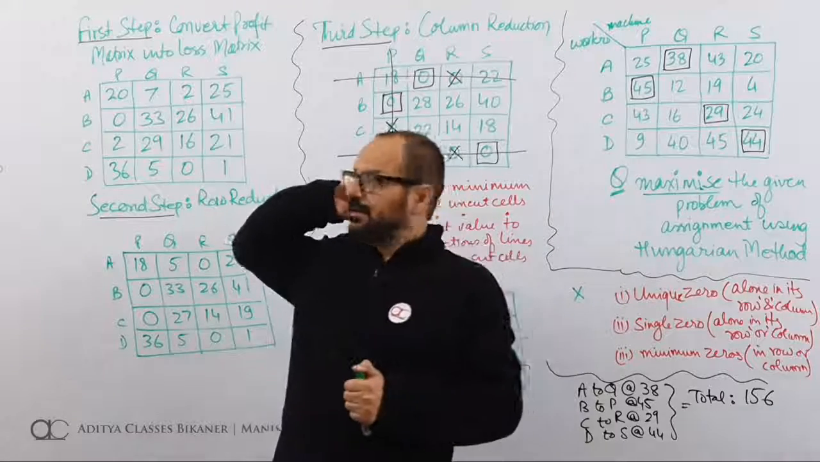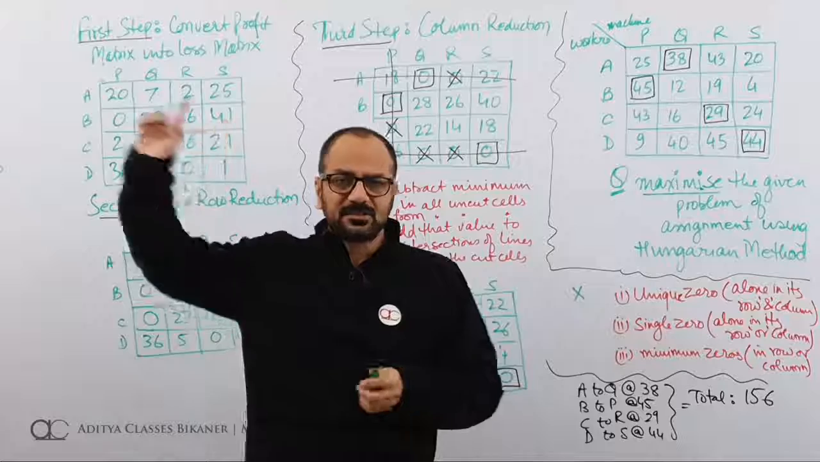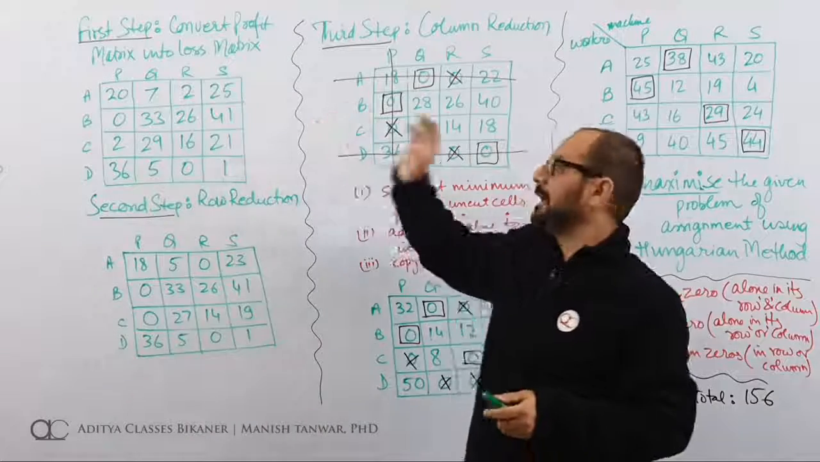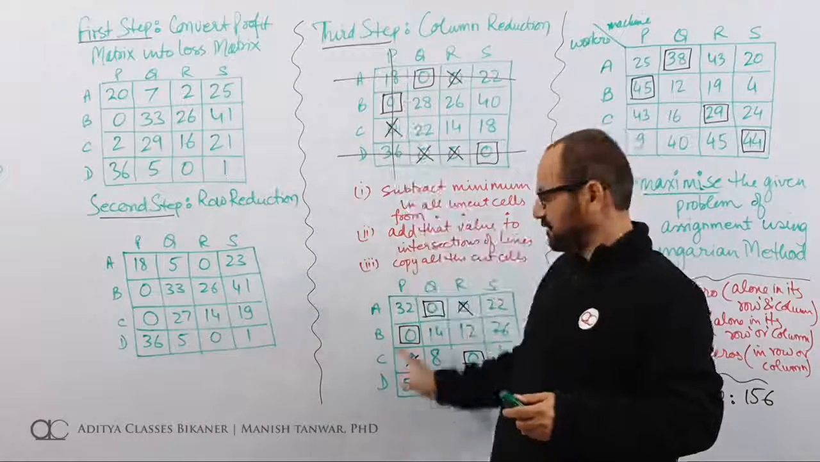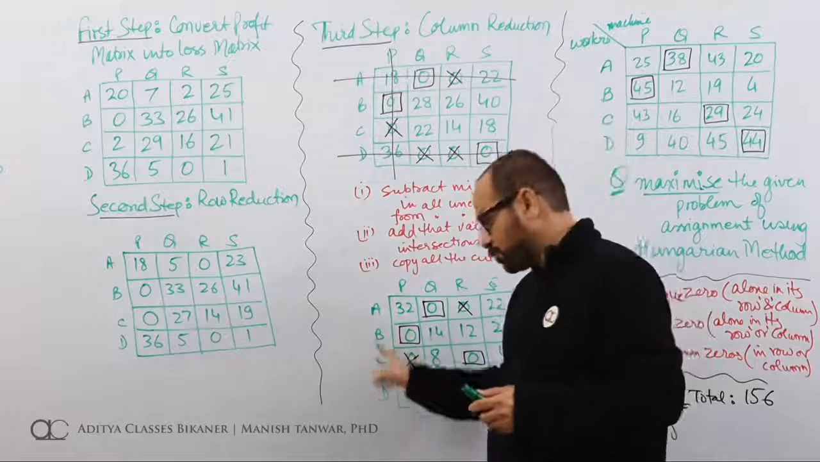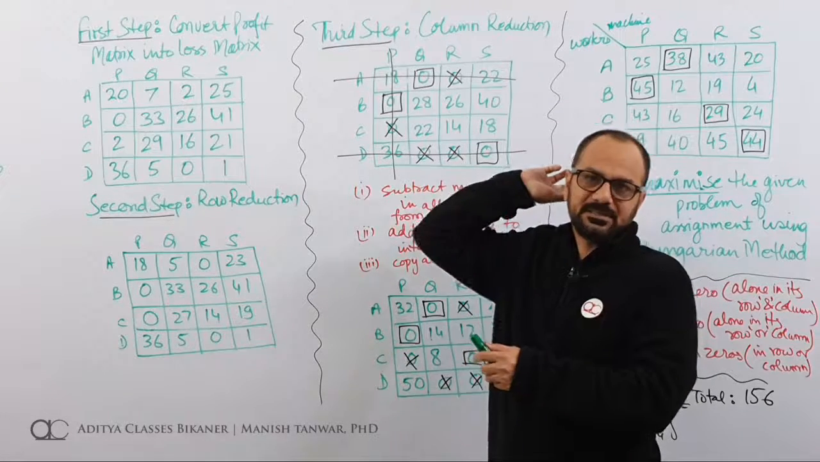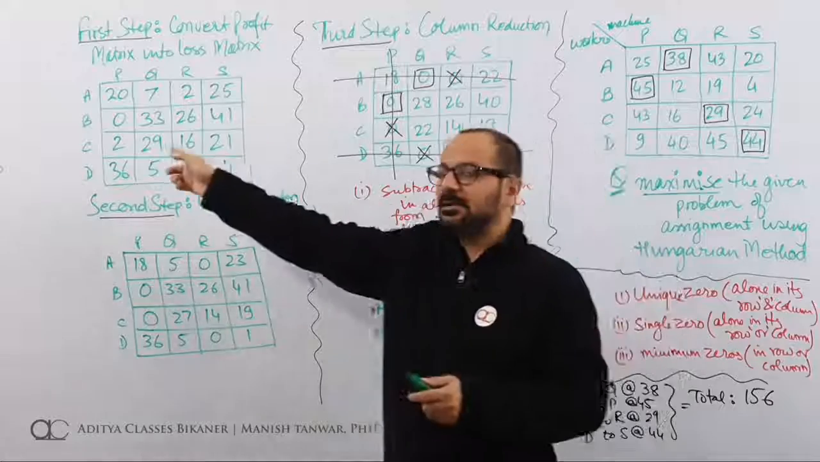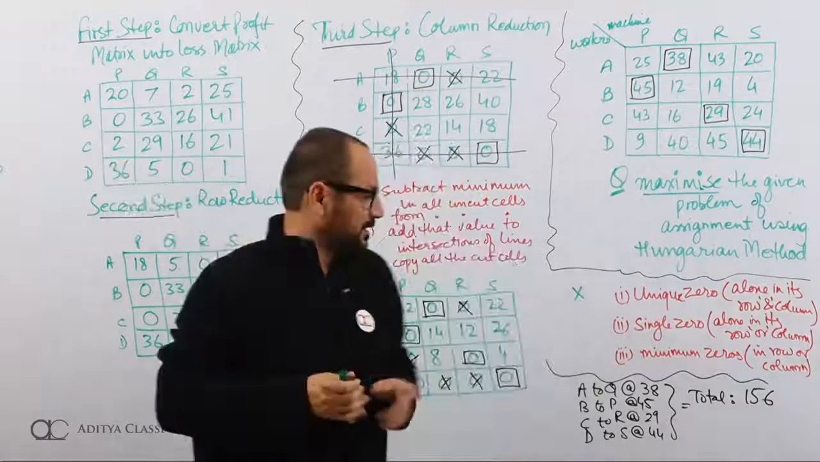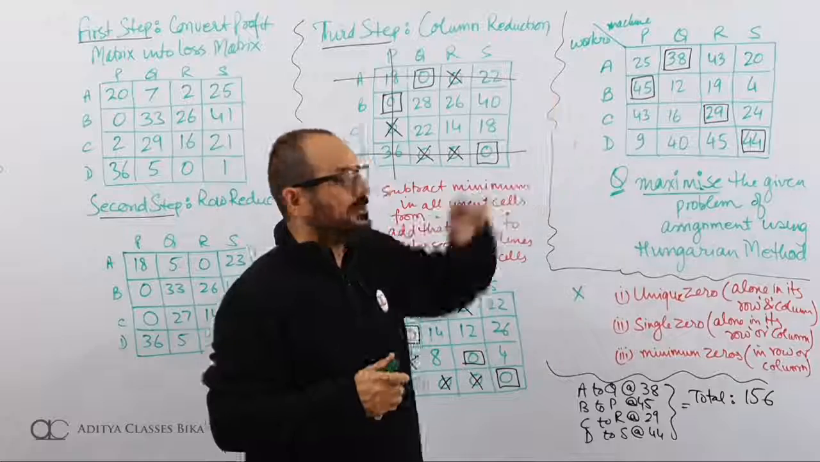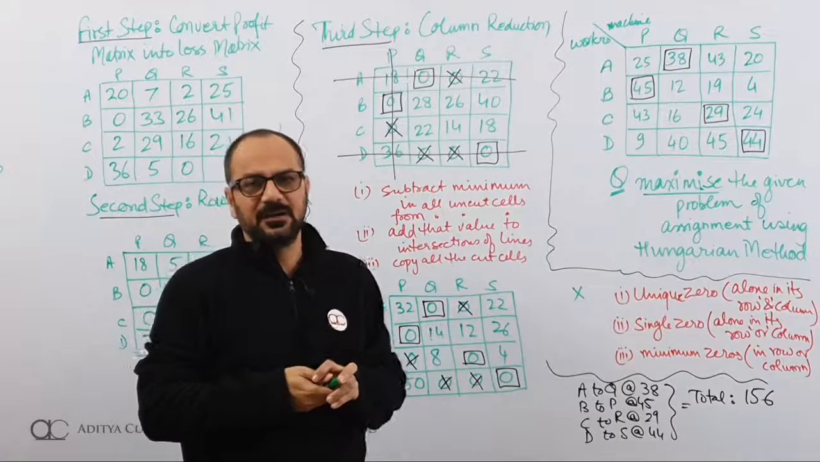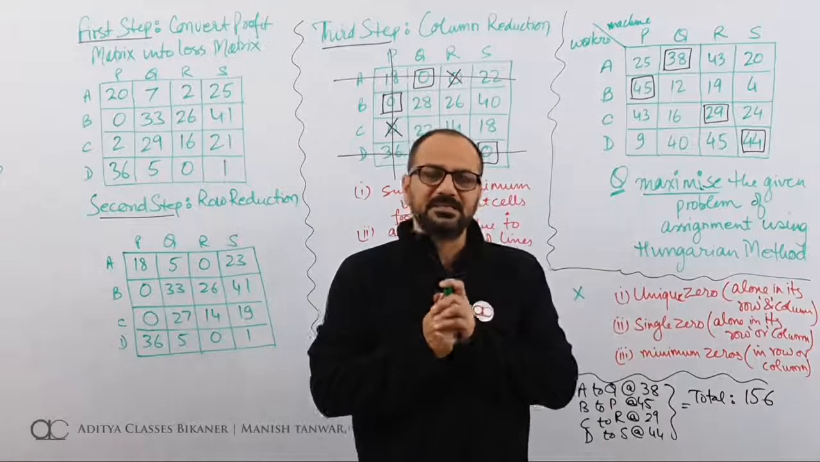The sequence was converting the profit matrix into loss, row reduction, column reduction. If degeneracy comes, resolve it using lines, and then finally superimpose the results onto your original matrix. Because this was a converted matrix. This is not our original matrix. So I superimpose my results onto my original matrix. This is how we solve a case of maximization in assignment.